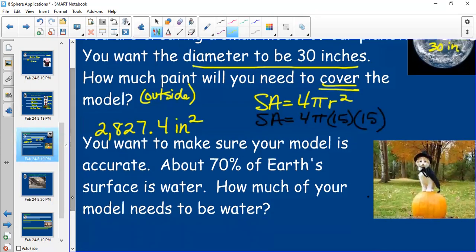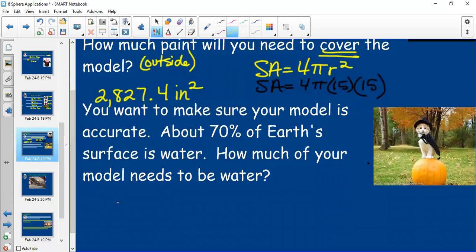All right, it says you want to make sure your model is accurate, and about 70% of Earth's surface is water. How much of your model needs to be water? Okay, so this is our whole surface area, and we need 70% of that. Of is our keyword that identifies what operation we need to do.